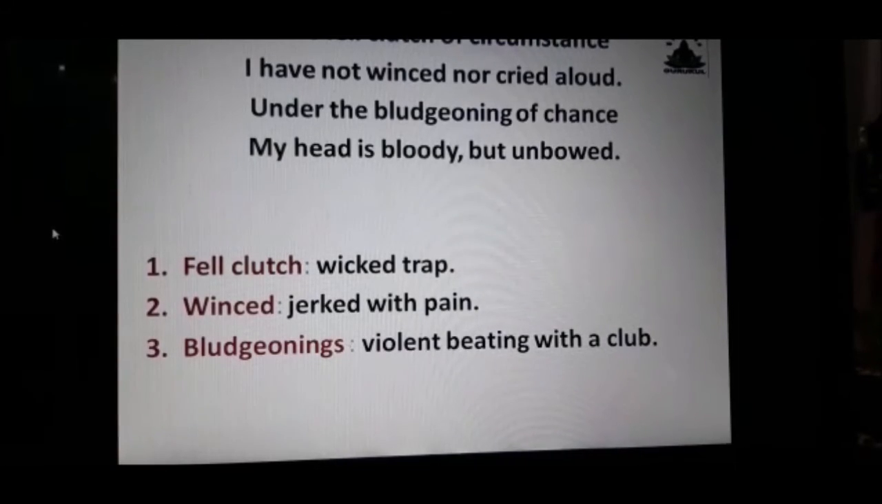He does not admit, however, in the next two lines that he has not emerged unscathed. While he may have physical scars, he has never bowed his head in defeat. Instead, he has kept it held high. So that is the meaning of these two lines, children. Hope we have all understood.